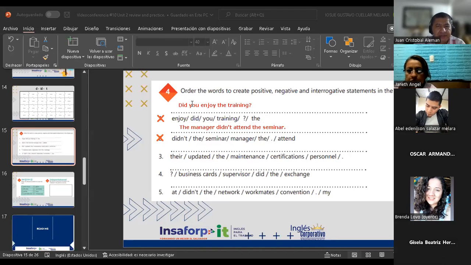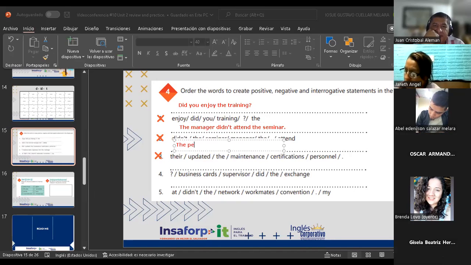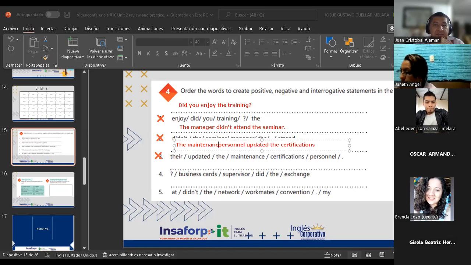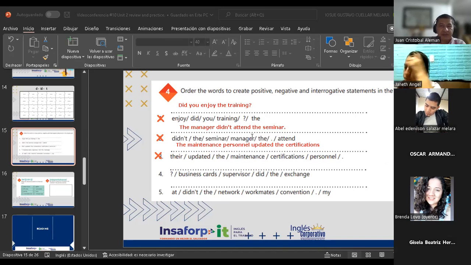Number three, teacher. Number three, please. Juancito, let's go. The personal data. Train. Maintenance certification. Okay. The certification. In this case, maybe the maintenance person. Maintenance personal data certification. Yes. Certifications are so important. Come on, nowadays that's so, so important, right? Especially the international ones, of course. What about 4 and 5? Thank you, Juancito.